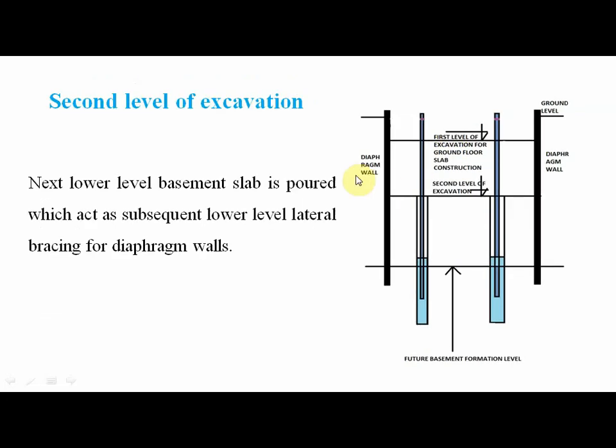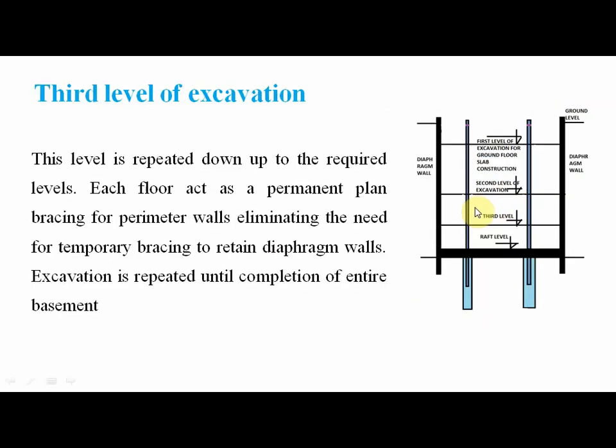Okay, and next, second level of excavation. After the first level of excavation, you are going to excavate the second level. Here you can see this is the first level of excavation for the ground floor slab construction, and this is the second level of excavation. The next lower level basement slab is poured, which acts as a subsequent lower level lateral bracing for the diaphragm walls. Like this, floor to floor the excavation is going to be constructed.